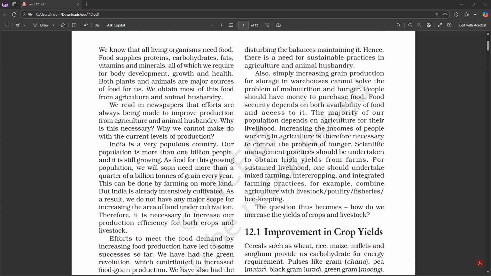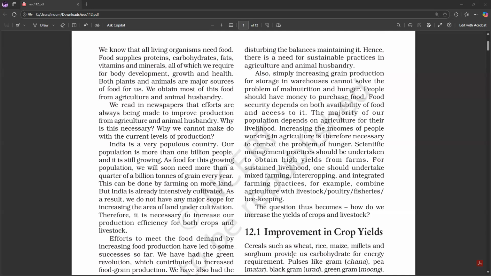Also, simply increasing grain production for storage in warehouses cannot solve the problem of malnutrition and hunger. People should have money to purchase food. Food security depends on both availability of food and access to it. The majority of our population depends on agriculture for their livelihood. Increasing the incomes of people working in agriculture is therefore necessary to combat the problem of hunger.